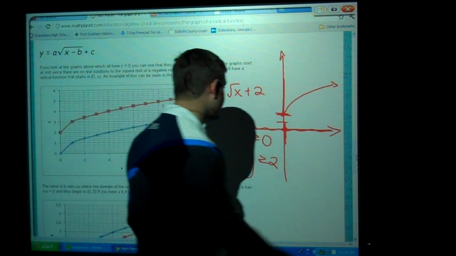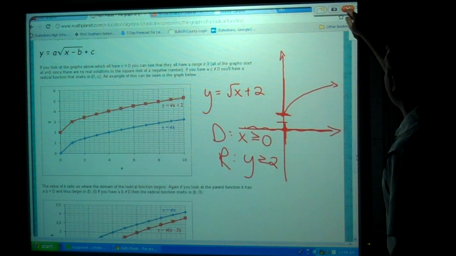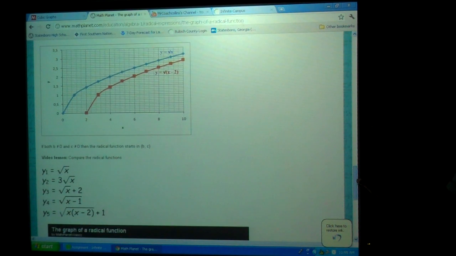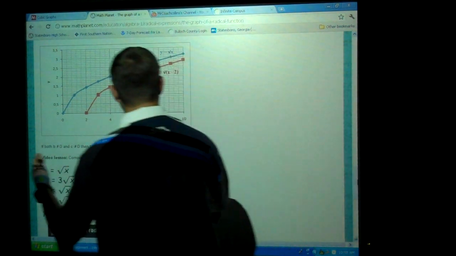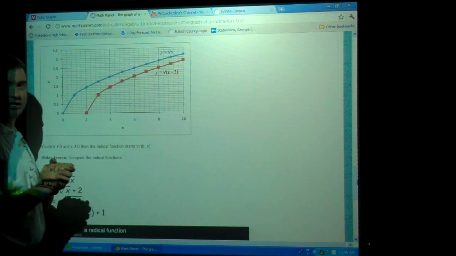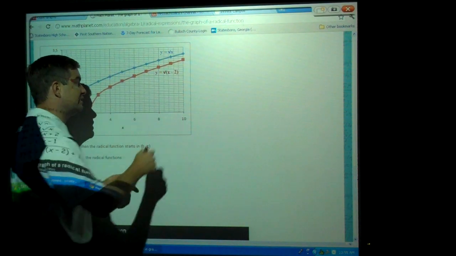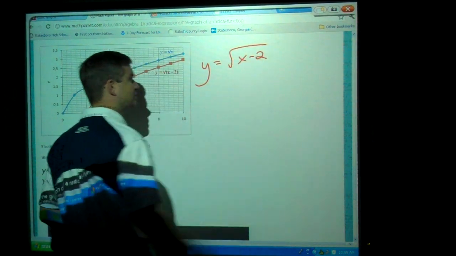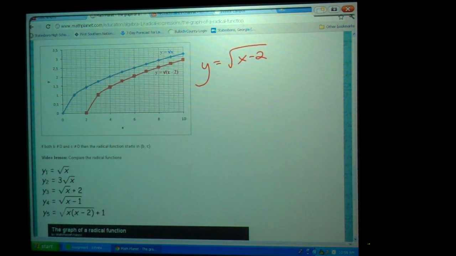Alright, so now let's talk about horizontal shift. How are we going to horizontally shift it? We're going to put a number underneath the radical. If we want to move the graph left and right, we simply put a number underneath the radical. Here's an example. Y equals the square root of x minus 2. That gives us a horizontal shift.